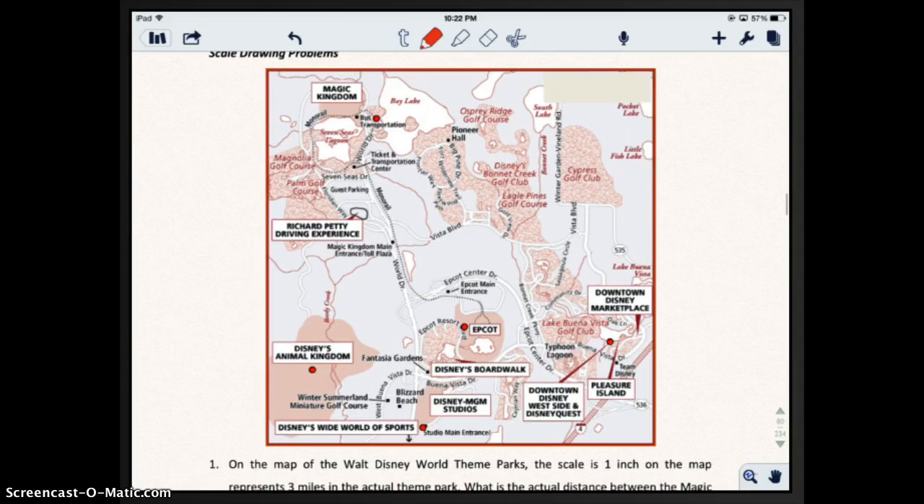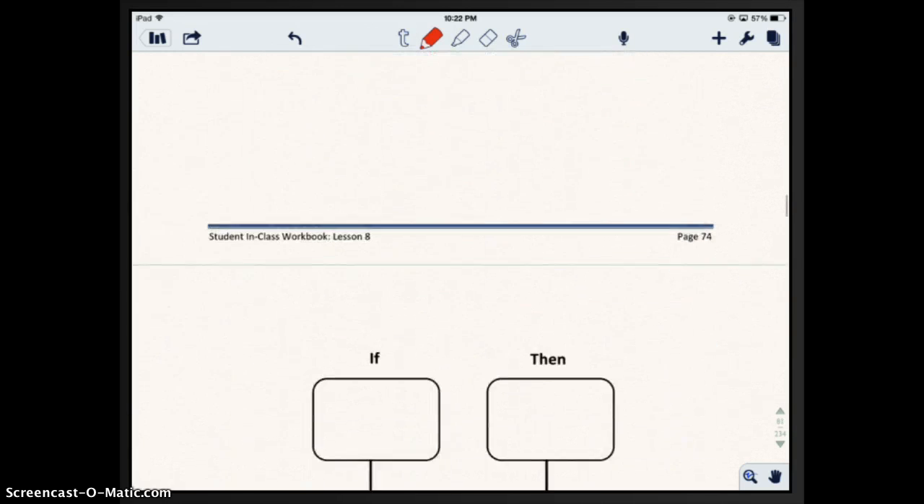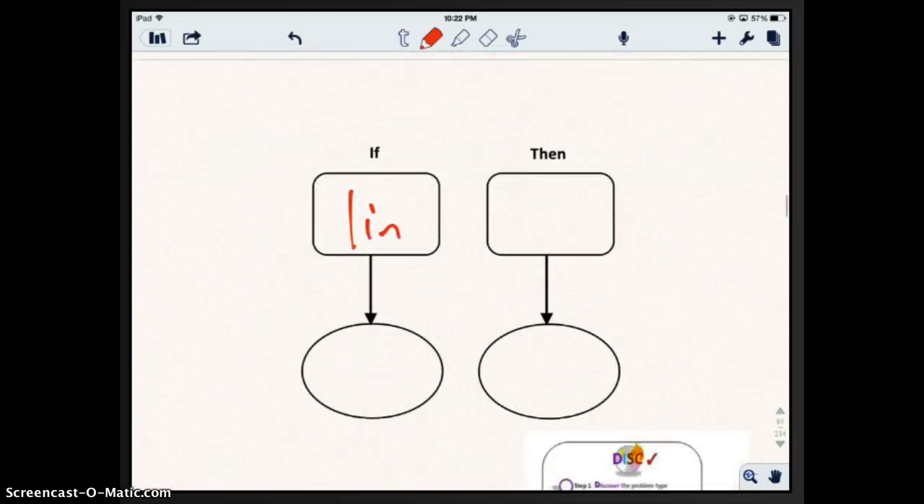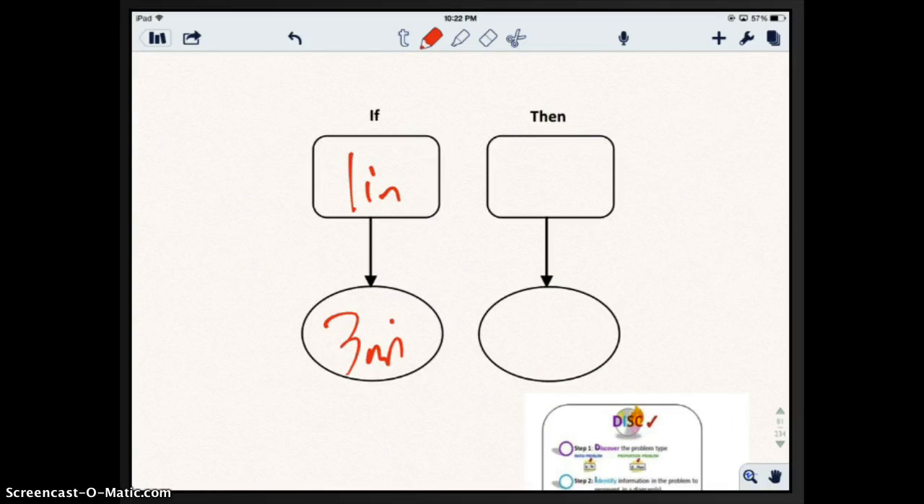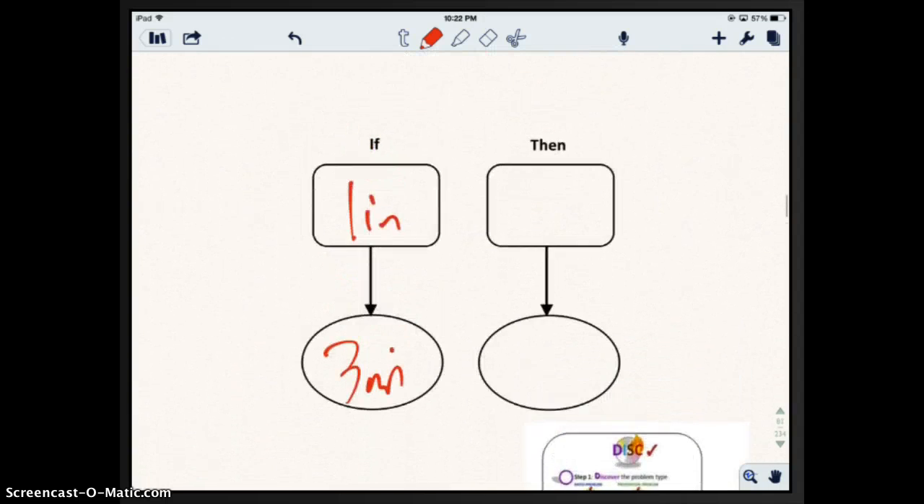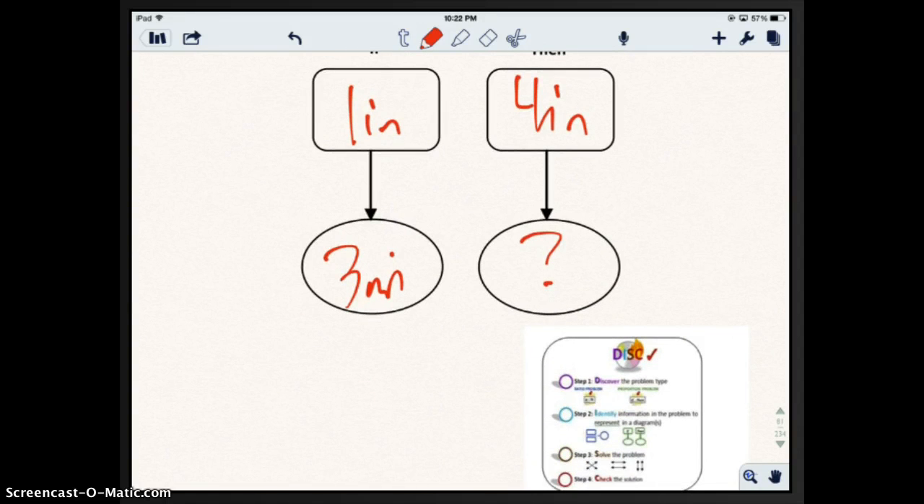Oh look, Disney World. 1 inch on the map represents 3 miles in the actual theme park. What's the actual distance between Magic Kingdom and the Animal Kingdom when it's 4 inches on the map? Okay, so if 1 inch represents 3 miles, then we have to figure out what the actual distance is for 4 inches. So 4 inches represents, we don't know how many. Well, cross multiply and solve, multiply vertically, and we get 12 miles.